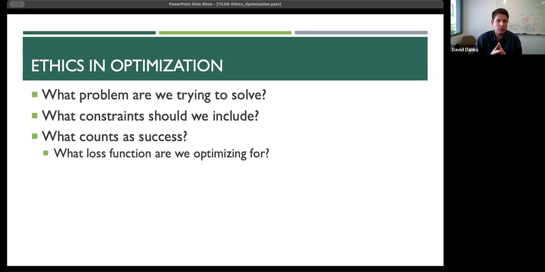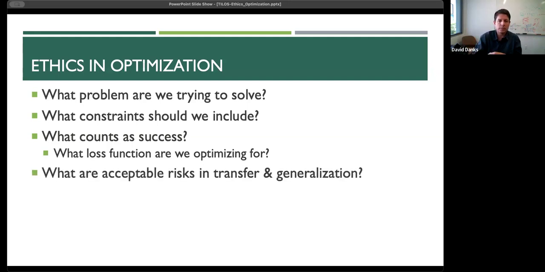Again, we can use any of those. It's an ethical choice to select one of those loss functions rather than another. It's exactly the fact that the mathematics doesn't care which loss function we use that is indicative of the fact that this is an ethical choice.